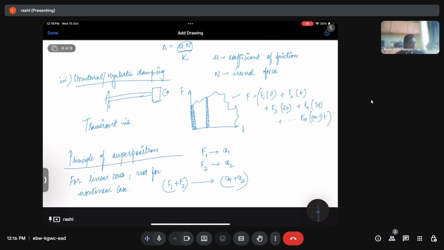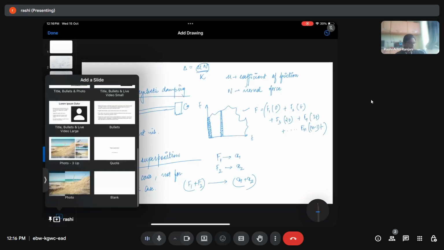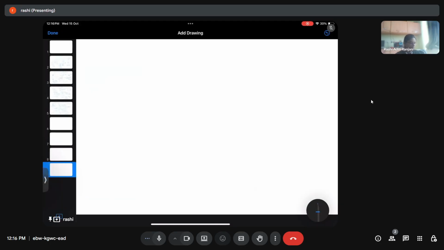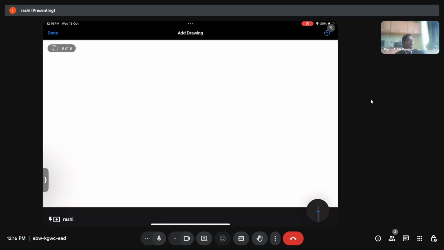So that is how we did it for impact loading, or in general forcing other than the harmonic forcing. Okay, now I hope this is clear. This was for the single degree of freedom system, right?